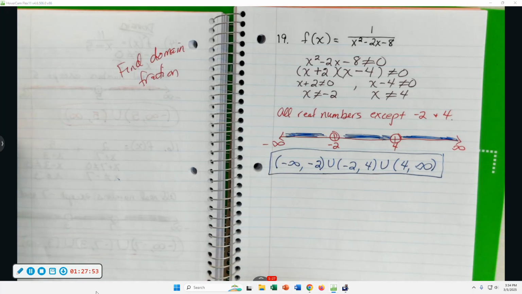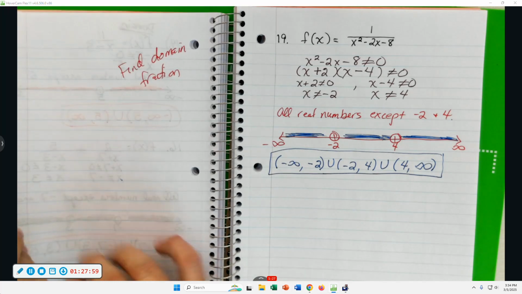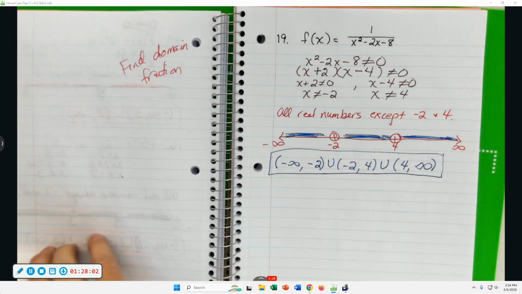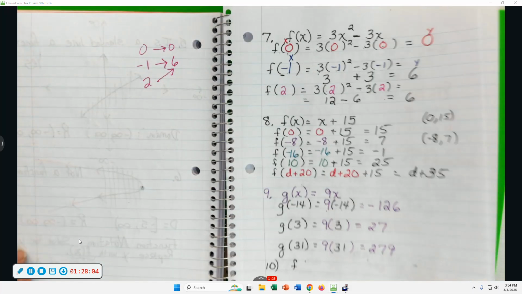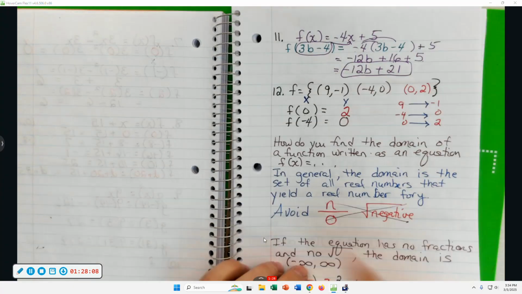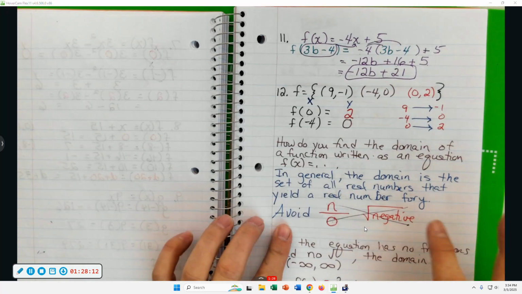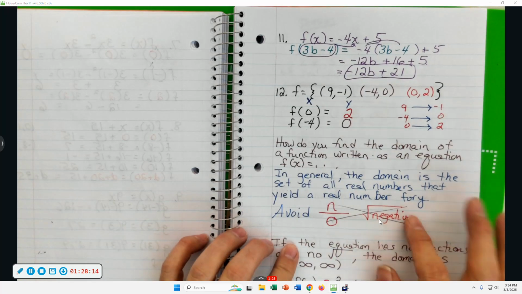So, let me go ahead and write. Oh, I thought you were going to show where you'd written that. That's what I was going to do earlier, and I got distracted. No, that's too far. There it is. We're avoiding 0 in the bottom of a fraction and negative numbers under a square root.